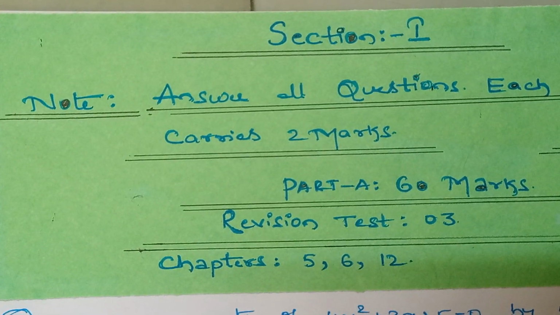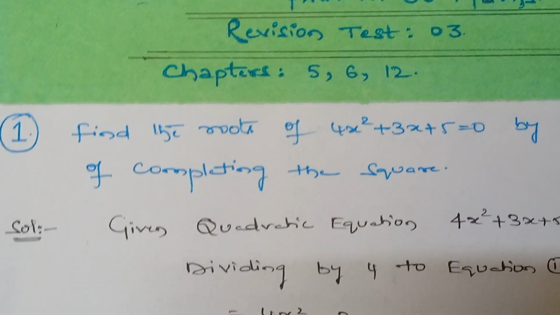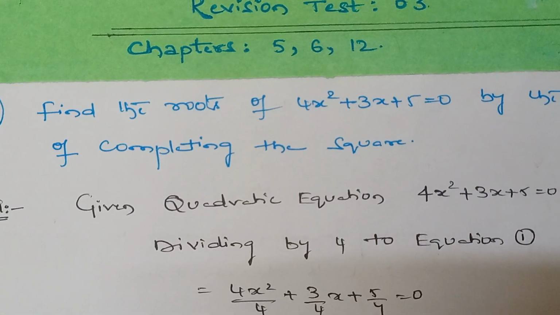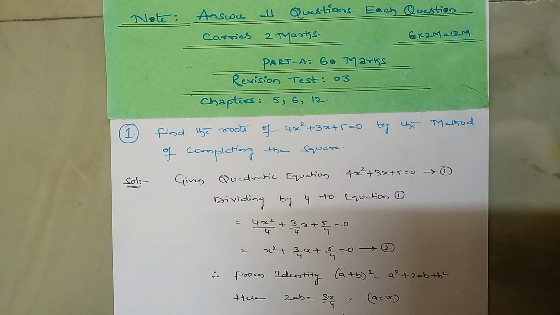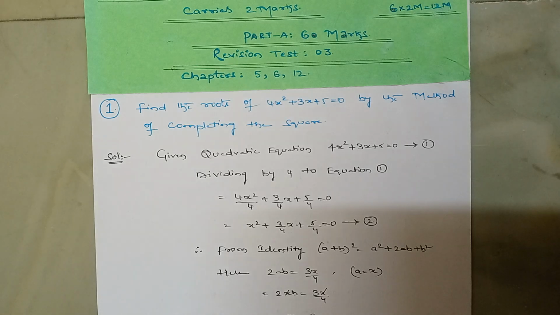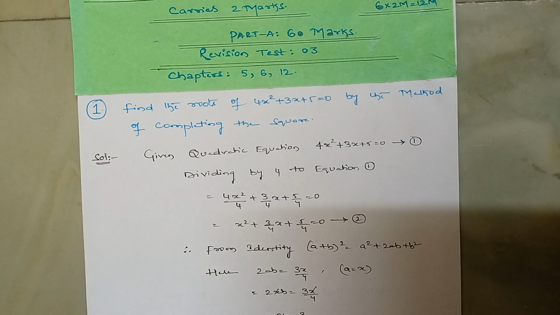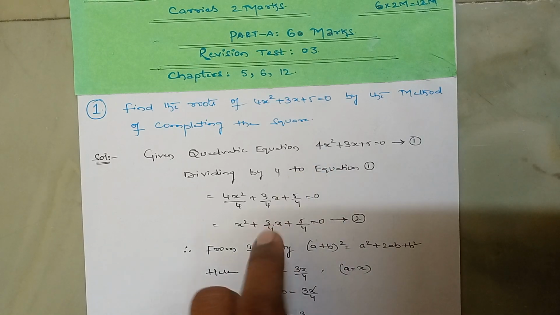See, this is section 1 part A. First question, find the roots of 4x square plus 3x plus 5 equal to 0 by the completing the square method. Consider the given quadratic equation 4x square plus 3x plus 5 equal to 0. Put it as equation 1 and comparing with the standard quadratic equation students, that is ax square plus bx plus c equal to 0. Take down the x square coefficient, okay, and divide with the same.